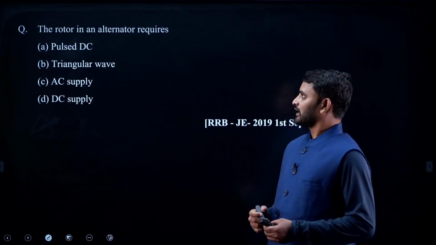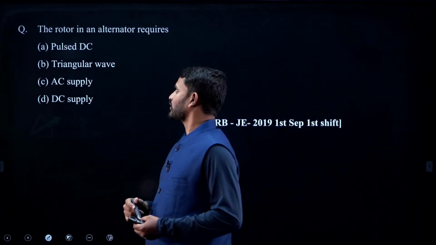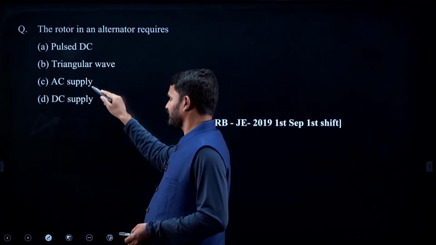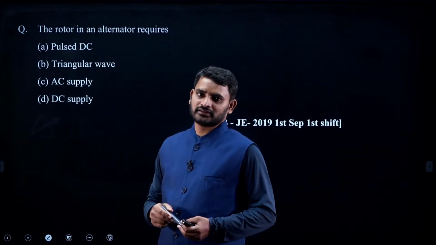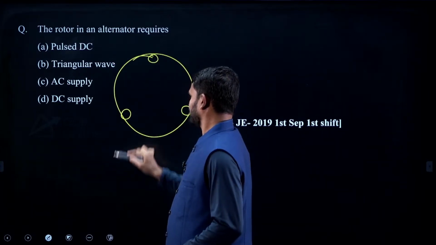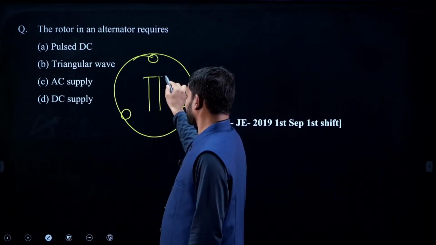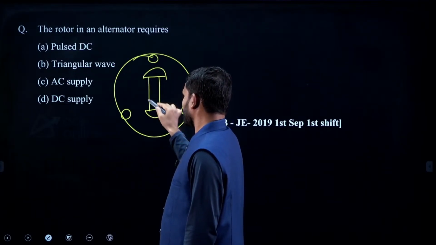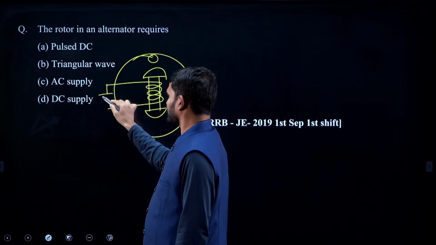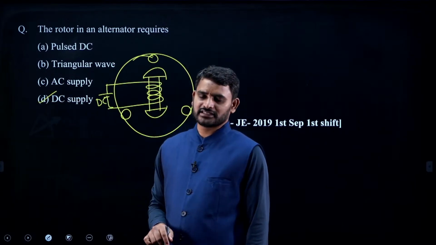Look at this one. The rotor in an alternator requires pulsed DC, triangular wave, AC supply or DC supply? Alternator stator is of what? You will have an armature winding. Rotor, you can have either salient pole rotor or cylindrical pole rotor. So the rotor in an alternator requires what? We give a DC supply, right? We give a DC supply, constant supply.